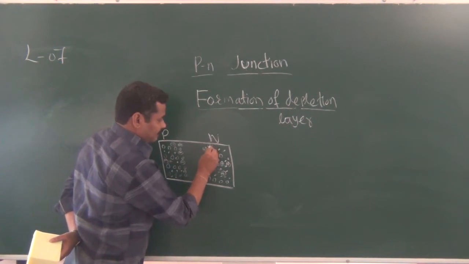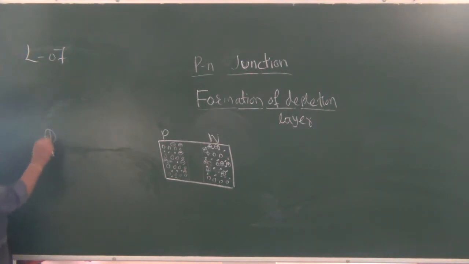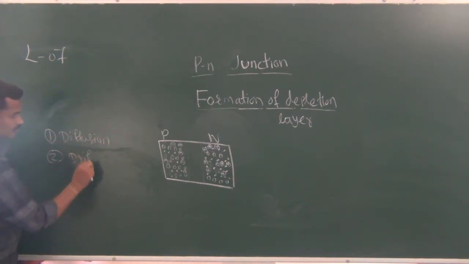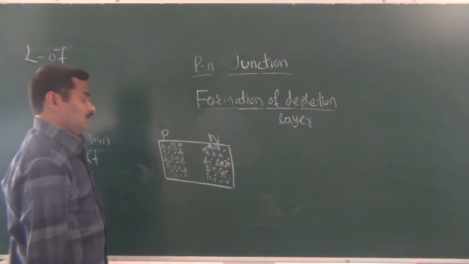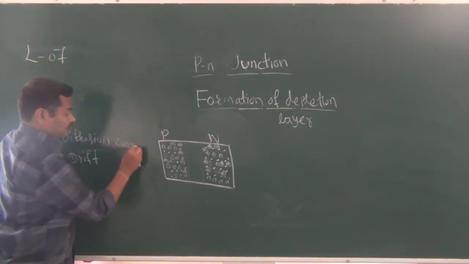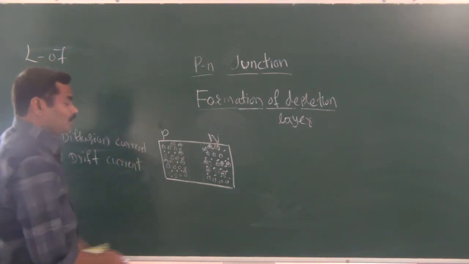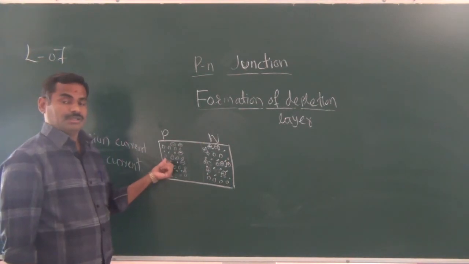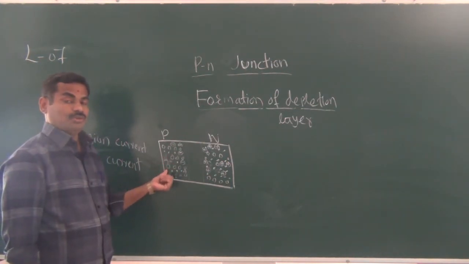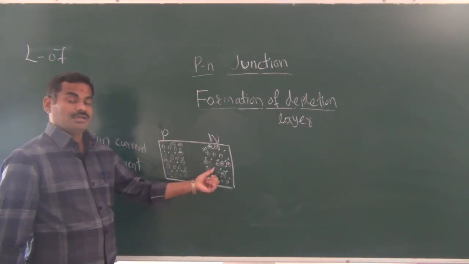As I said already in the last class, we studied two types of current. One is called diffusion current, and the second one is drift current. What is called the diffusion current, and what is called the drift current? Look here, in the p-type semiconductor the holes are the majority carriers, it means holes are very many here. And in the n-type semiconductor, the electrons are very many, and they are the majority carriers.